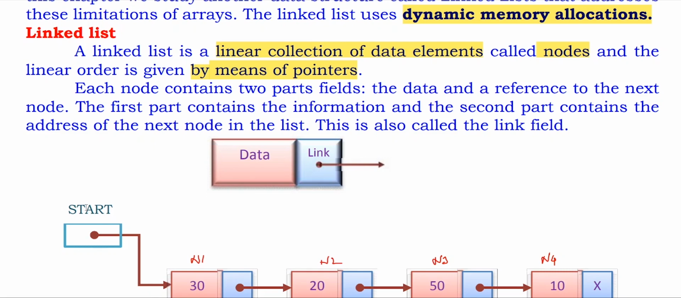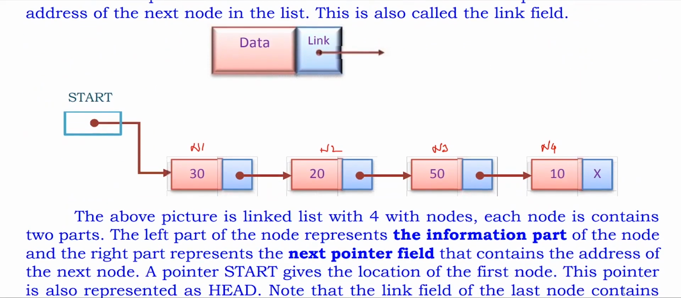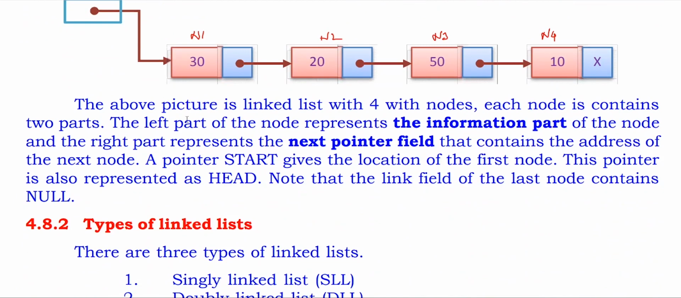And this start always contains the address of the first node, and the last node in the list will contain null. That is the terminus, the end of the linked list. So it has no further nodes. This is where the list ends. You can see that is what we discussed in the above picture.